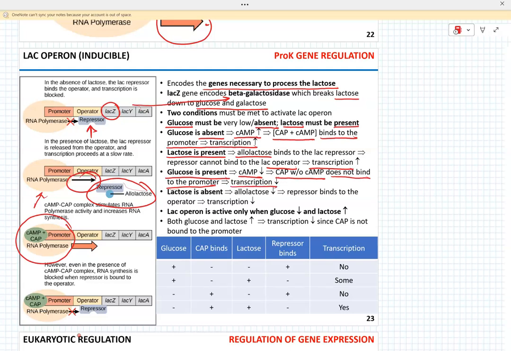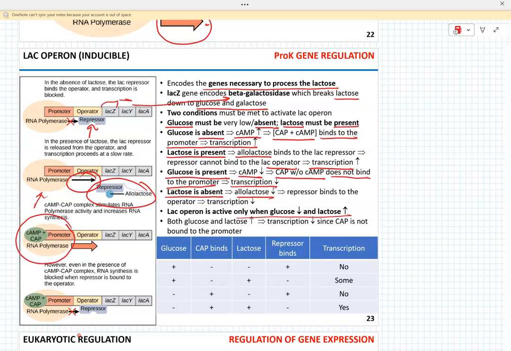Now, what happens in the absence of lactose? When lactose is absent, the levels of allolactose go down, which means in the absence of allolactose, the repressor binds to the operator and blocks RNA polymerase from proceeding to transcribe structural genes. In other words, the lac operon is active only when glucose is low and lactose is high.